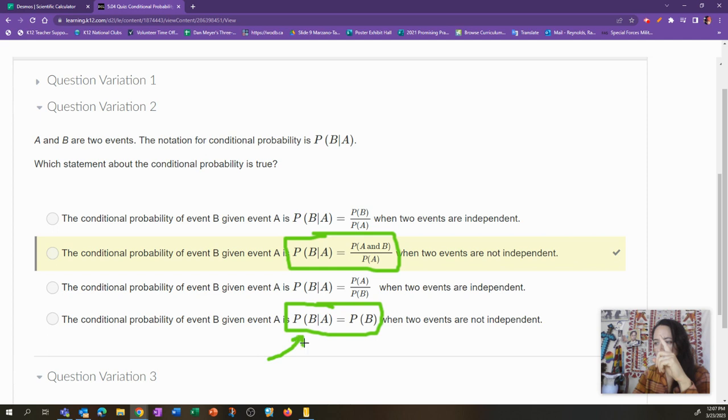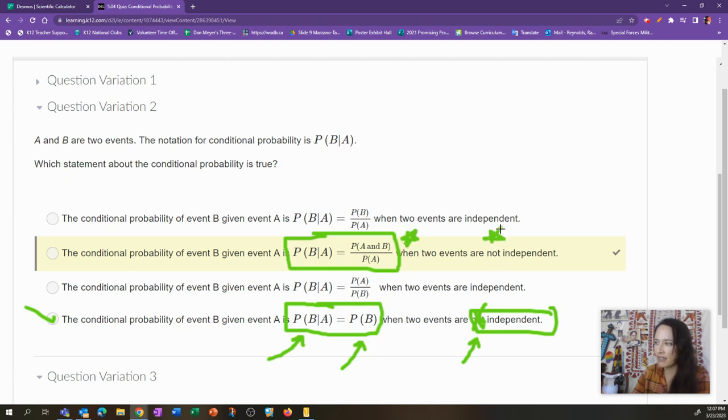Okay, see how it's the probability of B given A equal to the probability of B, the first part of the notation. This would be true if it was independent. So the reason we don't pick this one is because it says it's not independent. This is true if it is independent. If that "not" wasn't there, this one would be true. But that "not" is there. If it's not independent, meaning it is dependent, right? This is the correct notation.